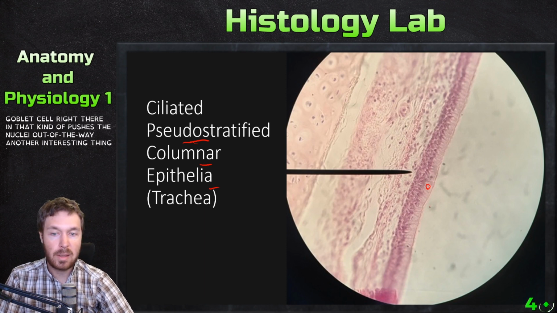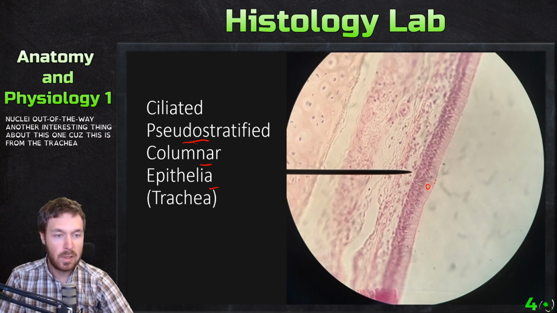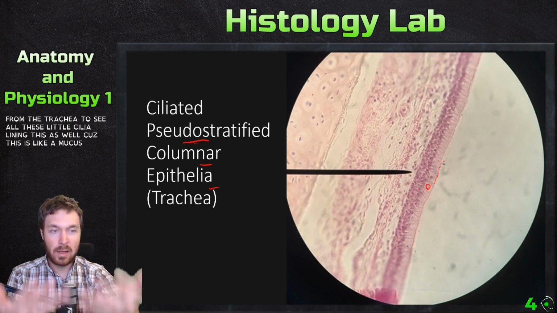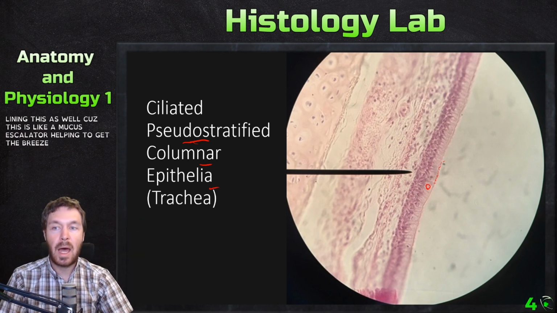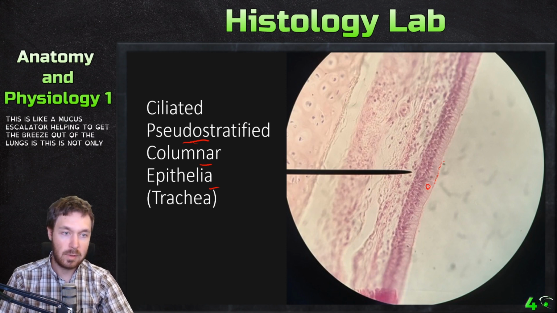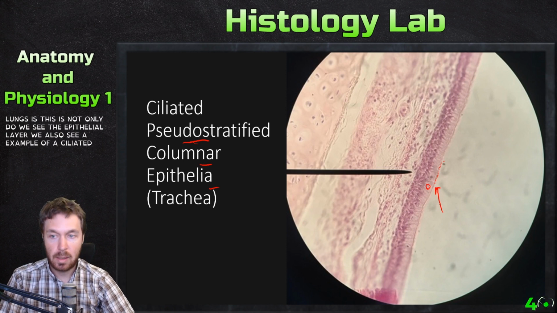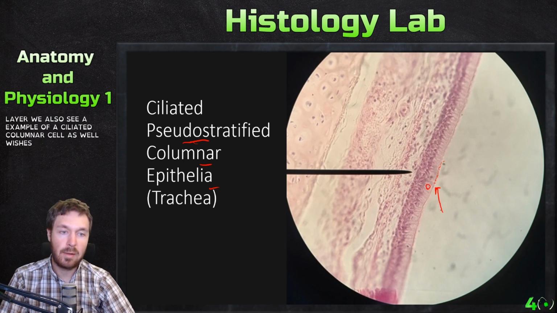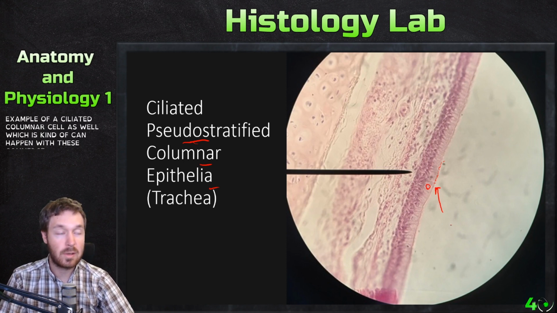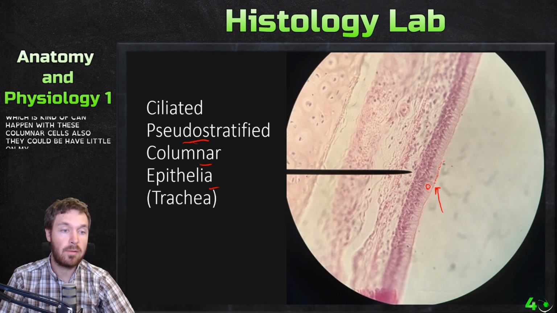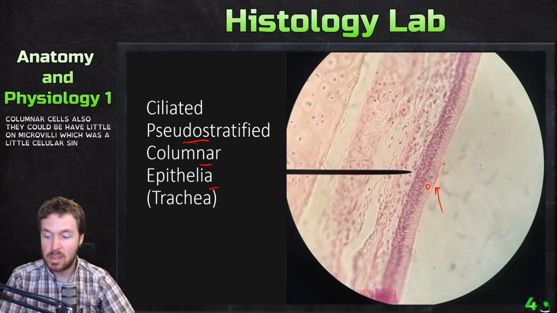Another interesting thing about this one, because this is from the trachea, we see all these little cilia lining this as well, because this is like a mucus escalator helping to get debris out of the lungs. So not only do we see the epithelial layer, but we also see an example of a ciliated columnar cell as well, which can happen with these columnar cells. Also, they could have little microvilli, which are the little cellular extensions that come out as well.